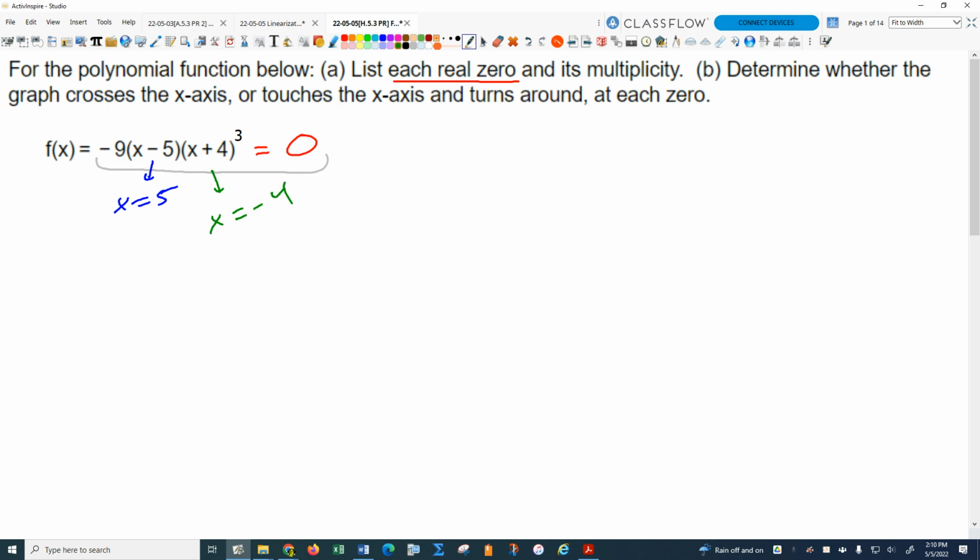-4, okay. So those are our two zeros of the function, because those are the places where the function ended up being equal to 0. Okay, what about the multiplicity? What's the multiplicity here? What do you think? Rachel, can you tell us what's the multiplicity?